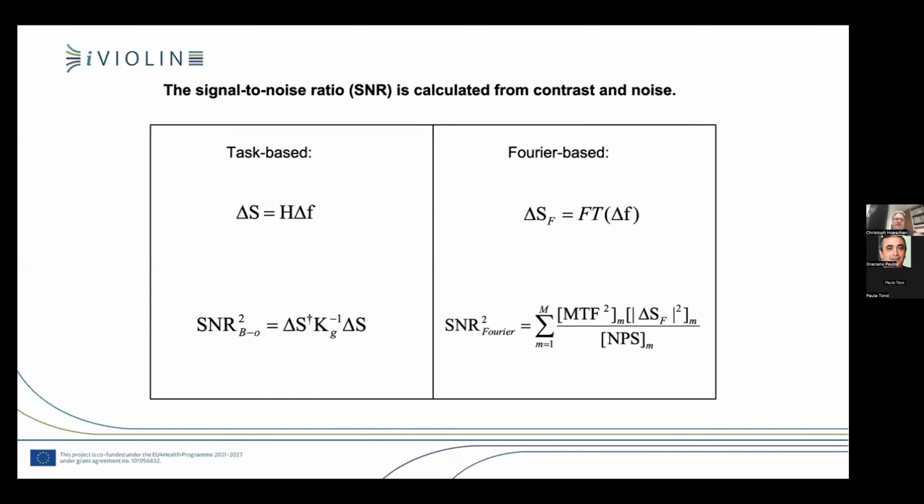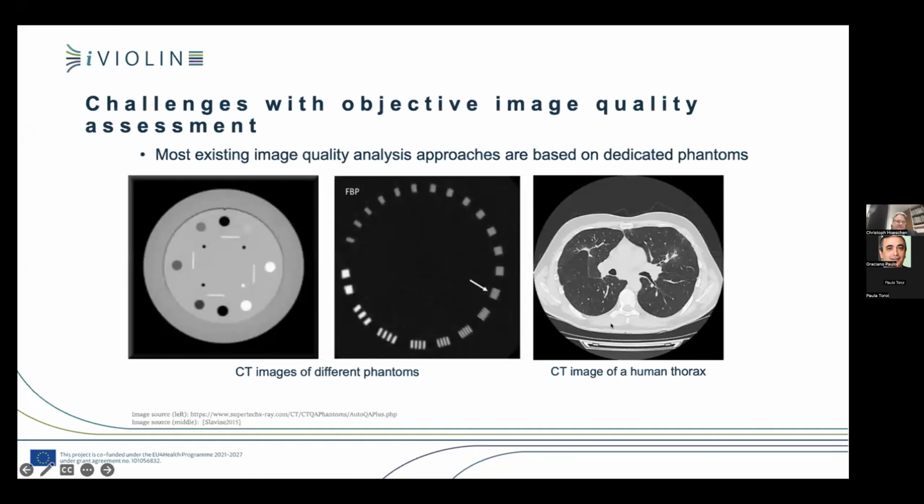So now we have seen task-based method and Fourier-based method. And here you see the difference in the signal, how this is calculated in the different approaches. This is this H matrix on the difference in the image, in the object. And this is the Fourier transform of the difference in the object. And here you see how the signal-to-noise ratio is calculated, and I won't go into detail for that.